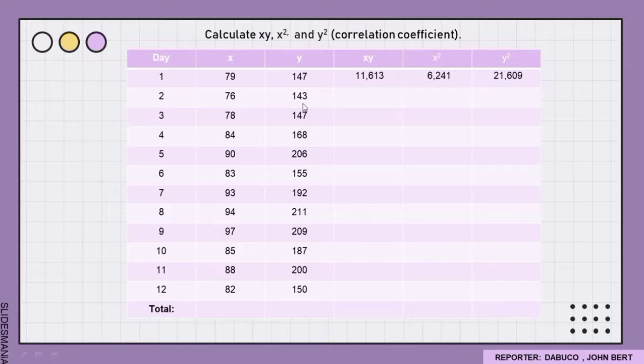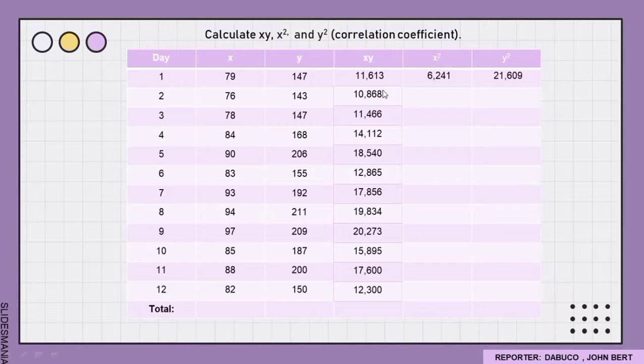So to get the XY, you have to multiply 79 by 147, which is 11,613. So as you can see, we multiply X and Y to get the XY at this point.